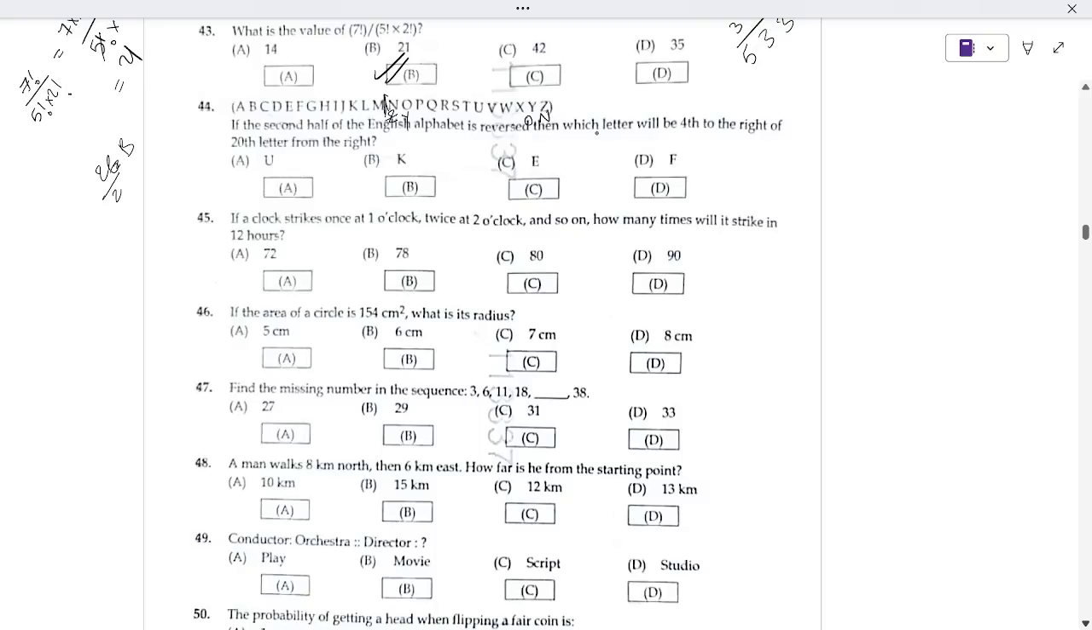Then which letter will be fourth to the right of the 20th letter from the right? That means from the right, 20. Now we know from here till here is 13. Yes, 14, 15, 16, 17, 18, 19, 20. So this is 20 from the right. Then fourth to the right. Fourth to the right means what? This way, 1, 2, 3, 4. This is the one. That means K is the answer. K is the answer.